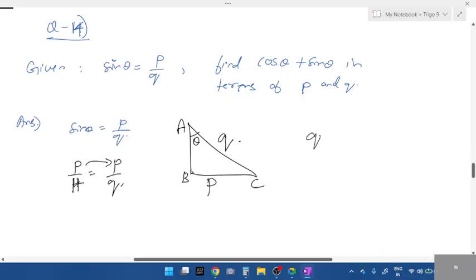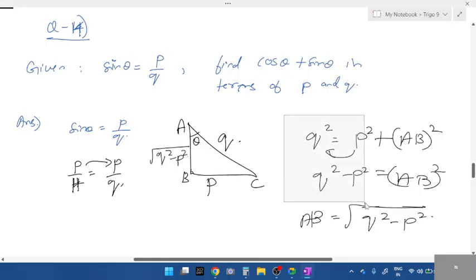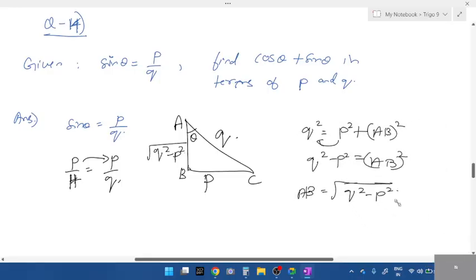Do it directly. Q square. Hypotenuse square is equal to P square plus the third side. The third side AB, shall I keep it as AB itself like this? Right? So if P square goes to the other side, what do we get? Q square minus P square is equal to AB square. What is AB, student? Square root of Q square minus P square. This is the answer. We need to find the cos value.